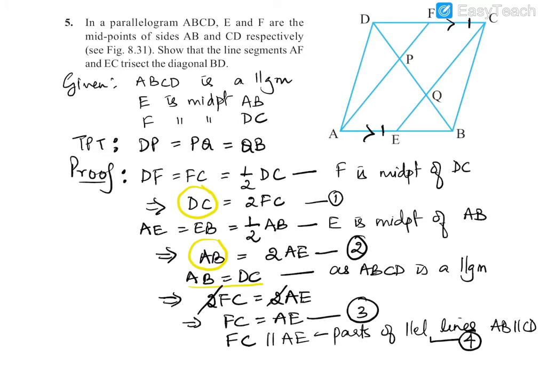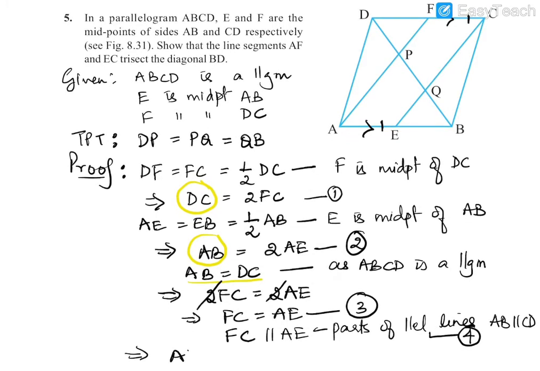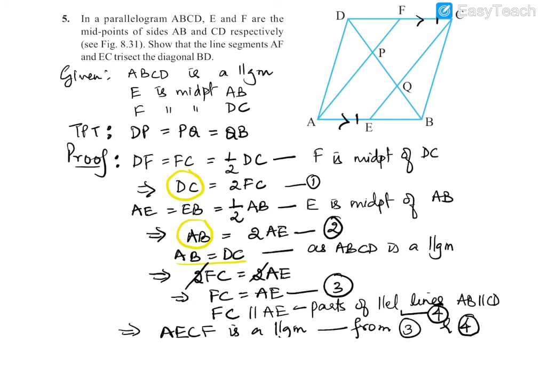So now from these two results, 3 and 4, we have shown that in this quadrilateral AECF, one pair of opposite sides is parallel and equal. So this implies AECF is a parallelogram. Now since AECF is a parallelogram, it implies that both pairs of opposite sides will be parallel. So we can write AF is parallel to EC.